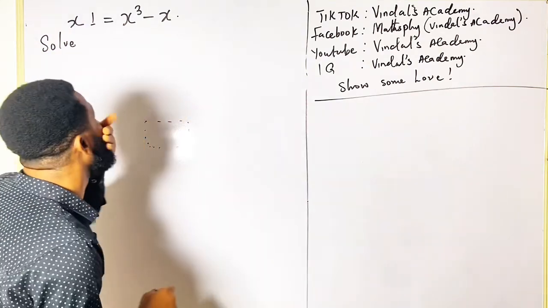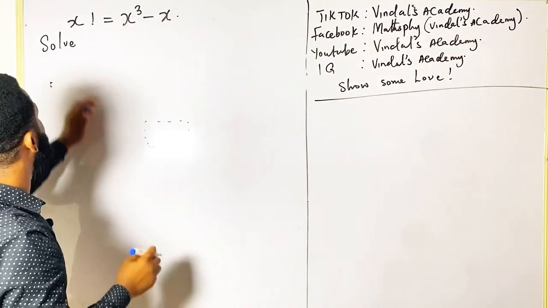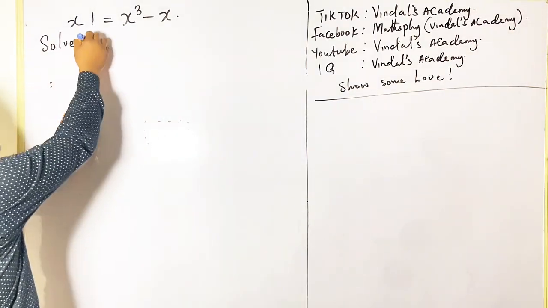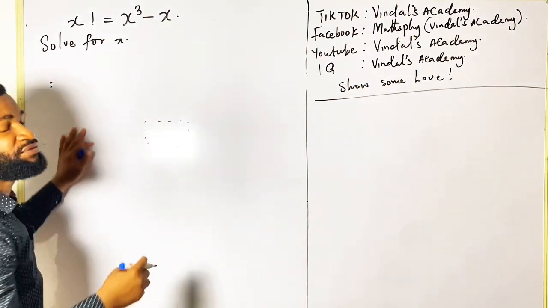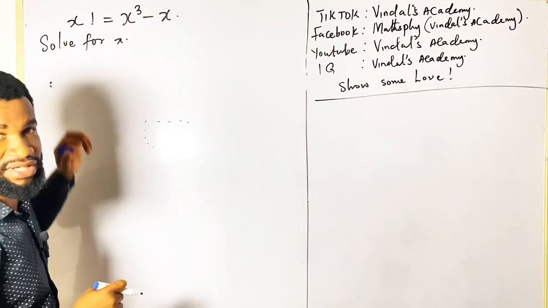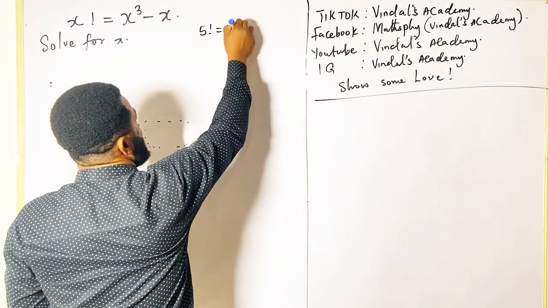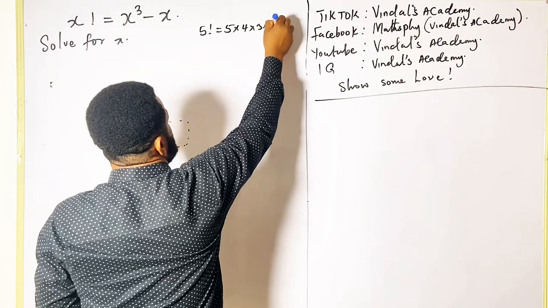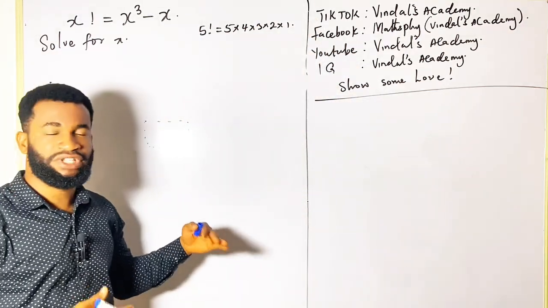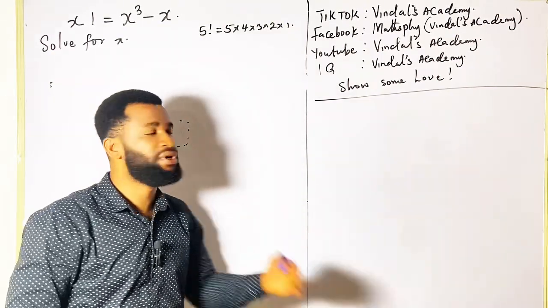Nobody knows this all. All right, I have this, let me call it, x factorial, which is equal to x cubed minus x, and we are asked to solve for x. That means find the value of x. But remember, when we talk about x factorial, if I have 5 factorial, it simply means 5 times 4 times 3 times 2 times 1. So it's a consecutive multiplication of a term in its descending form.